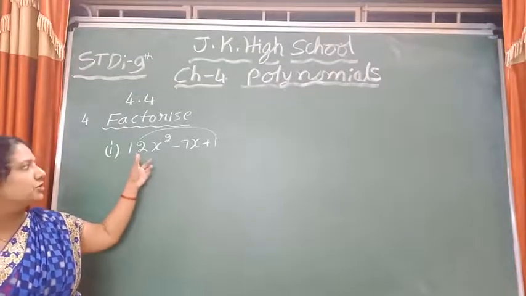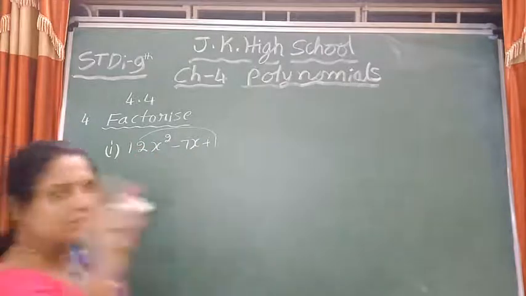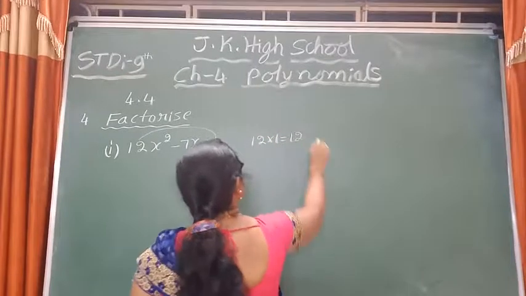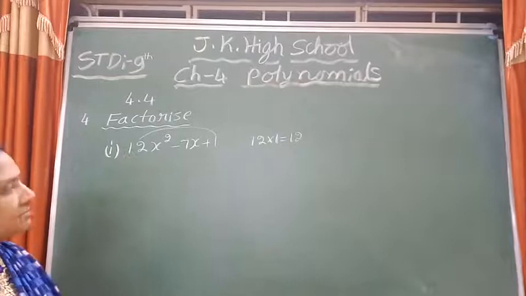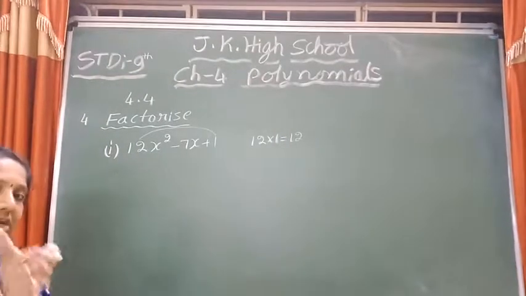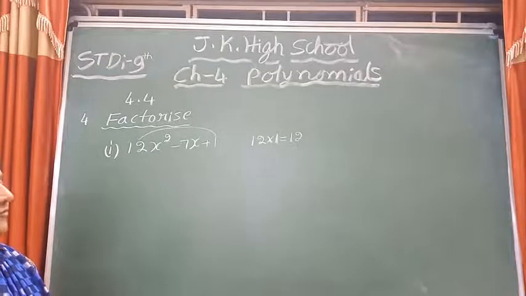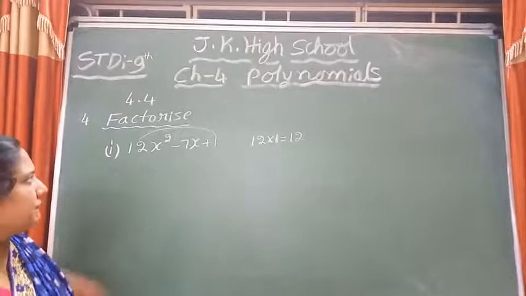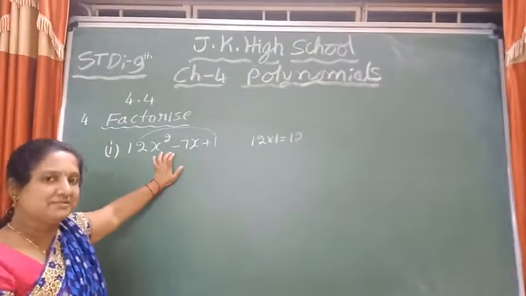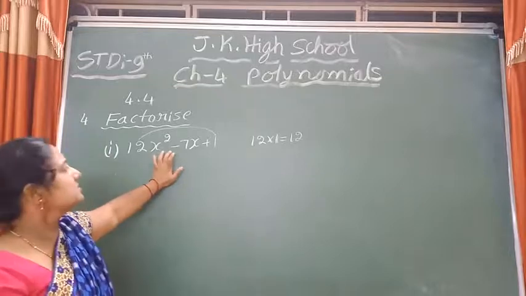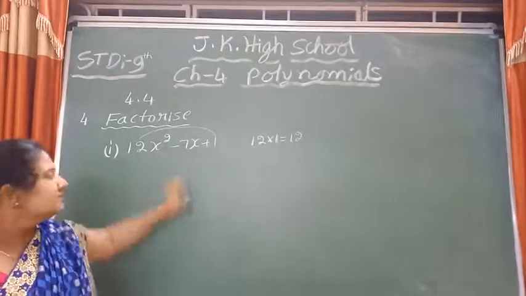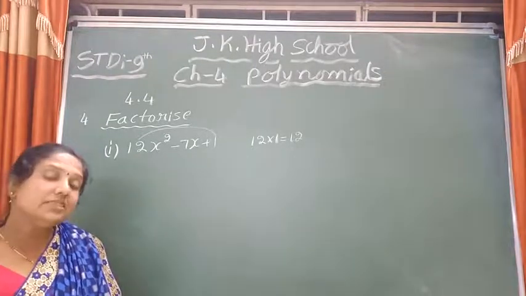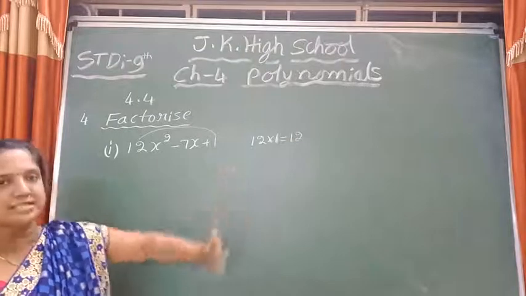Here 12 is there means you have to multiply 12 and 1. If I multiply 12 and 1, then including sign you have to multiply. 12 I get. So 12 you have to split in that manner. When you multiply two numbers, you should get 12 as answer. And when you add or subtract the same numbers, you have to get minus 7. That is middle term, middle term numerical coefficient, you have to get it. In that form, you have to split this 12 now.